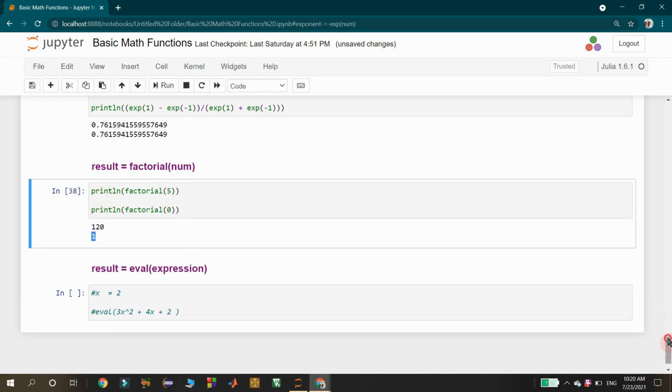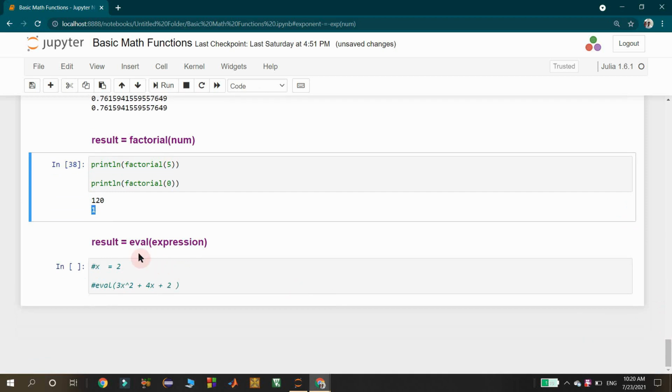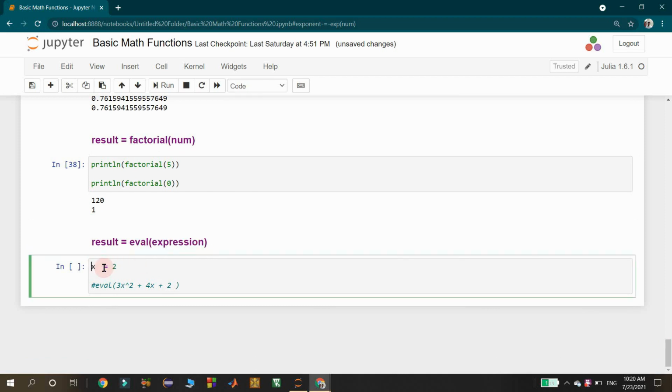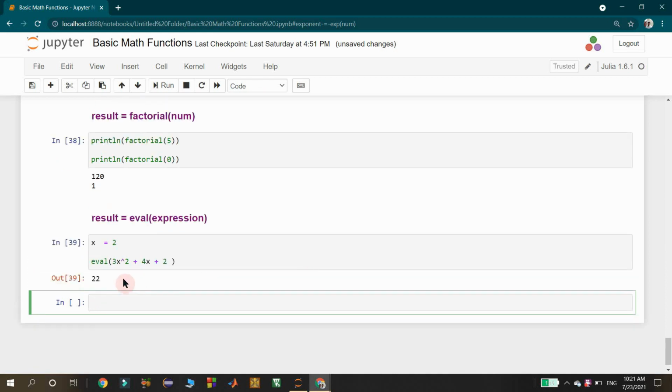And the last function I am going to consider for this video is the eval function, which will take an expression and evaluate it. As an example, here I am considering x is equal to 2, and then I am using the eval function to compute 3x square plus 4x plus 2. Then if I run this cell, automatically I will get the result 22, which is nothing but 3 into 2 square plus 4 into 2 plus 2, which gives us 22.